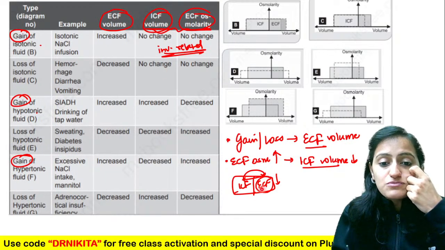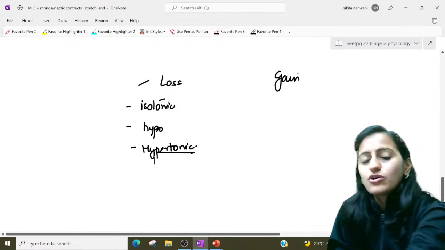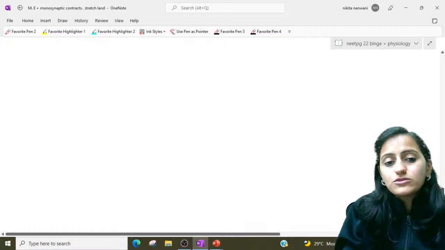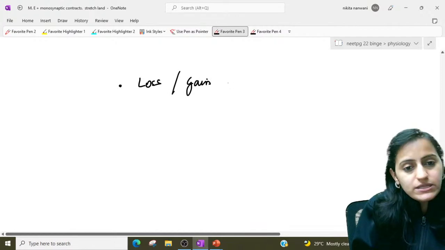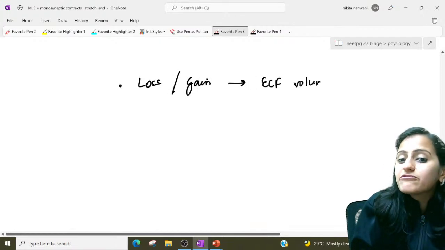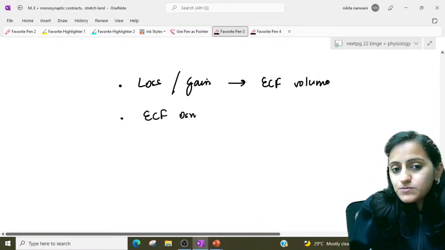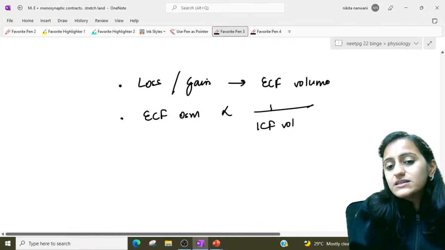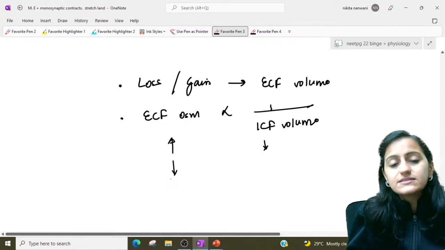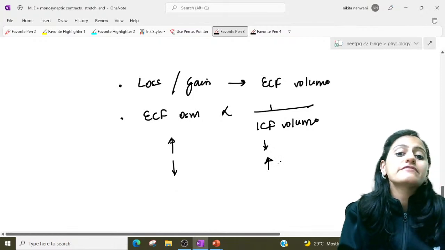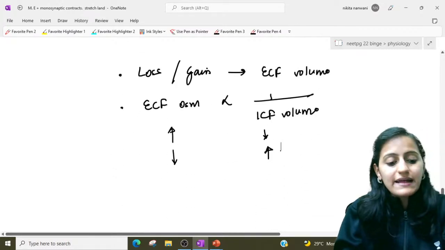So these are the two most important things that I want you to understand and remember to solve the questions of Darrow Yannet diagrams. What are those two things? If it is loss or it is gain. Basically, the loss or the gain reflects in your ECF volume. Next, your ECF osmolarity is inversely proportional to the ICF volume. If the ECF osmolarity increases, ICF volume decreases. ECF osmolarity decreases, ICF volume increases. These are the two things that will help you understand these diagrams and the concepts.